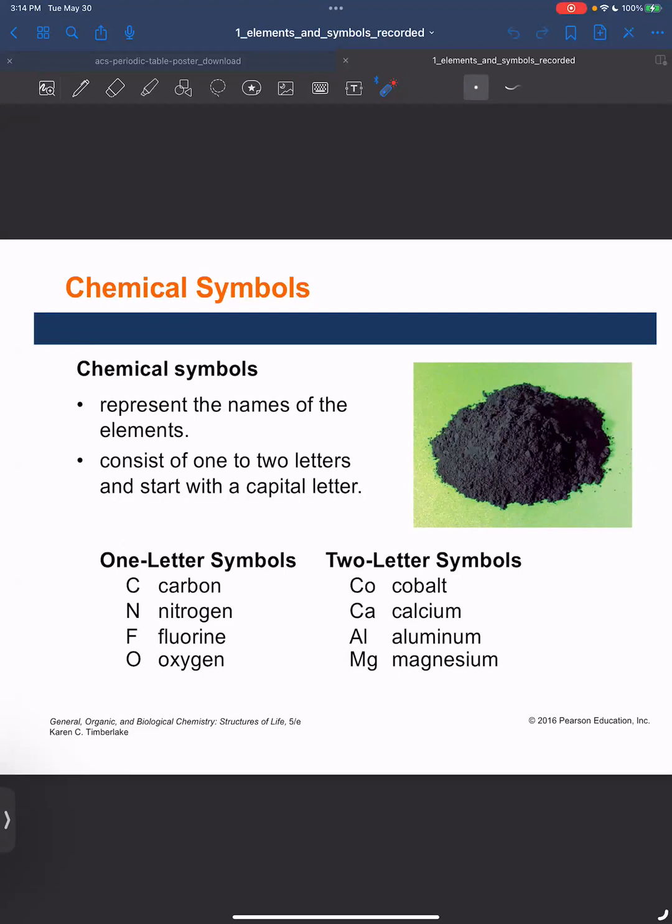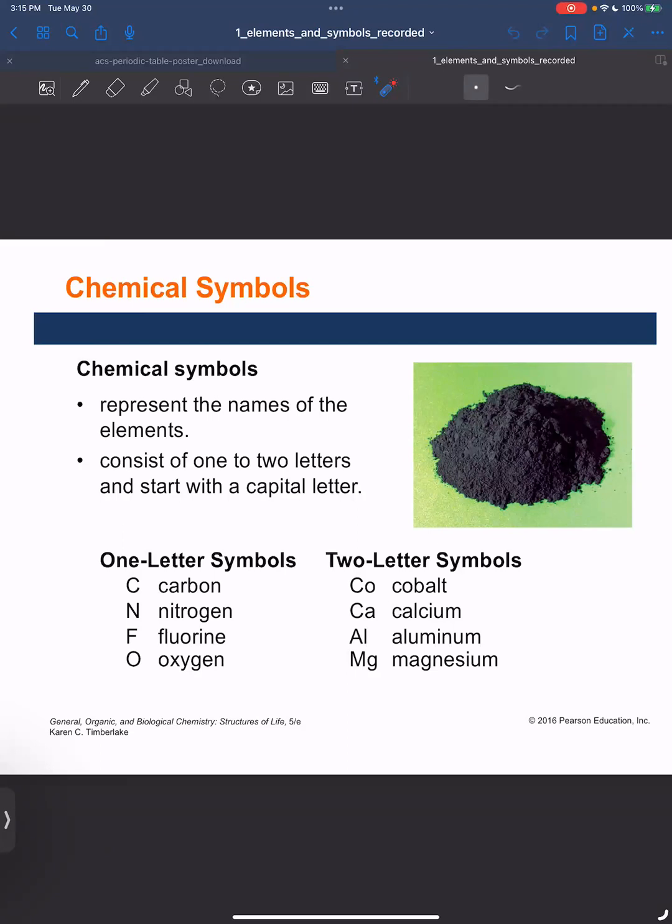Now, chemical symbols represent the names of the elements, and they usually consist of 1 to 2 letters and start with a capital letter. Some examples of 1-letter symbols are C for carbon, N for nitrogen, F for fluorine, and O for oxygen. And some examples of 2-letter symbols are Co for cobalt, Ca for calcium, Al for aluminum, and Mg for magnesium.